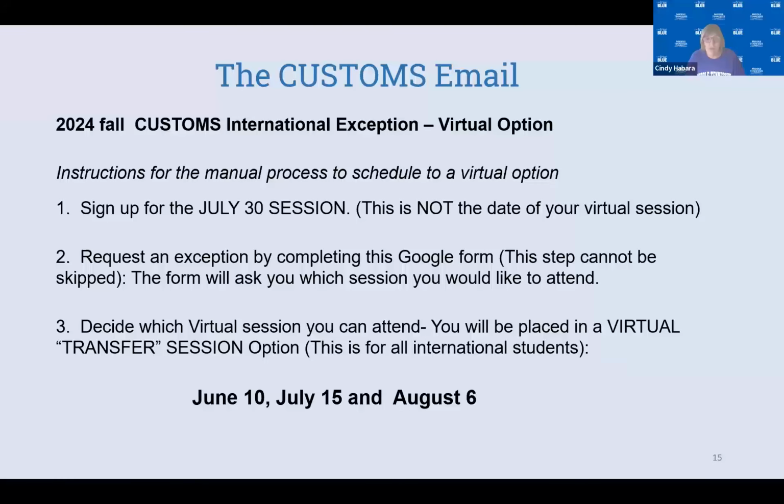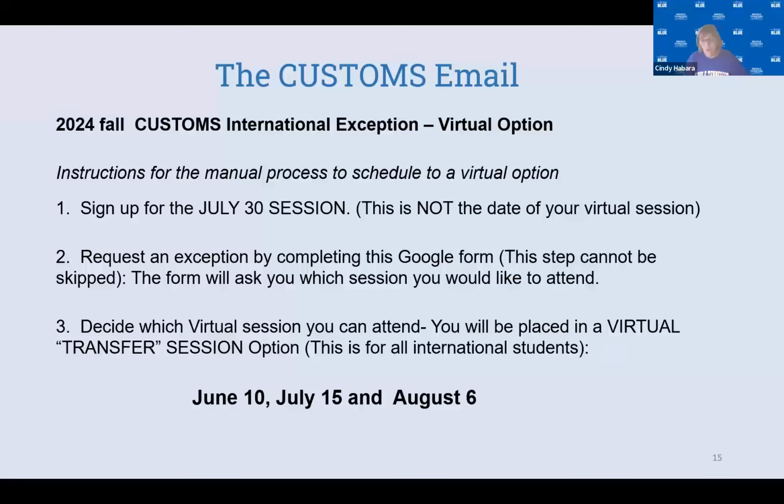So signing up for customs is a little bit tricky. You're going to sign up for the July 30th session. This is not your date, okay? This is just an internal placeholder that we have set up, so that all of our international students do the same thing. And then individually, you're going to check. There's going to be a Google form where you will actually then decide, do I want June 10th, July 15th, or August 6th? But when you're asked at the very beginning, when you go to your pipeline, and they're asking you which date do you want to attend customs, you have to choose the July 30th session.